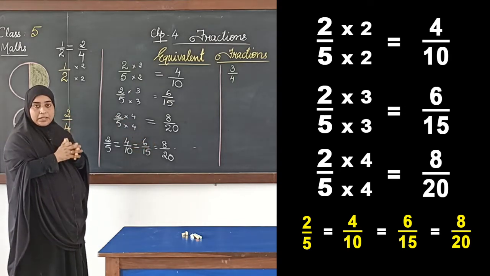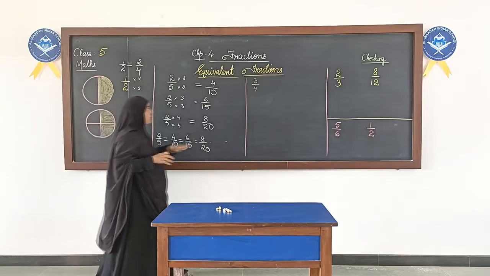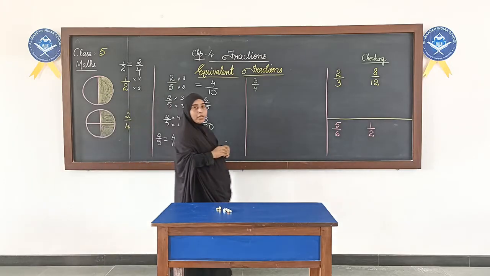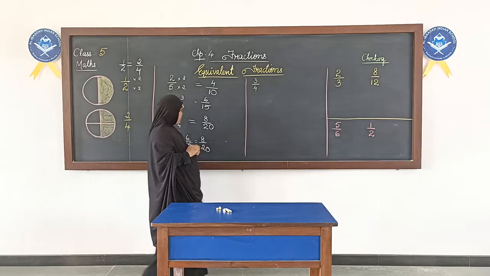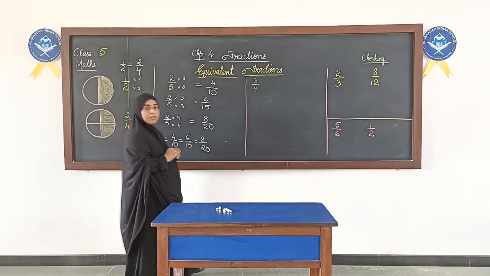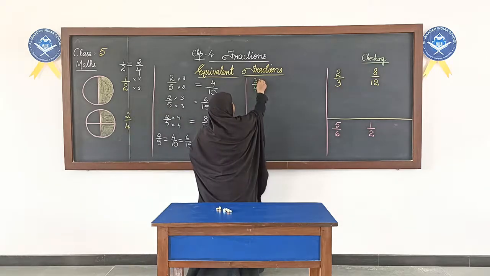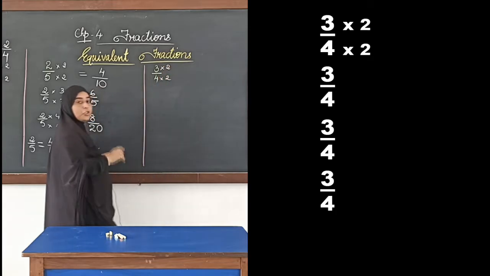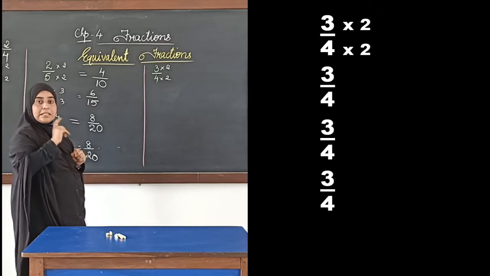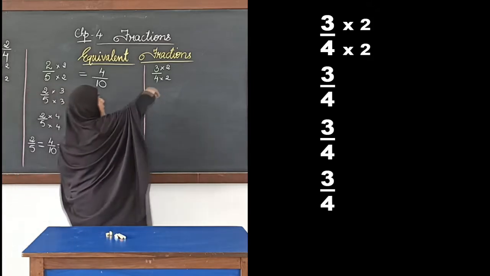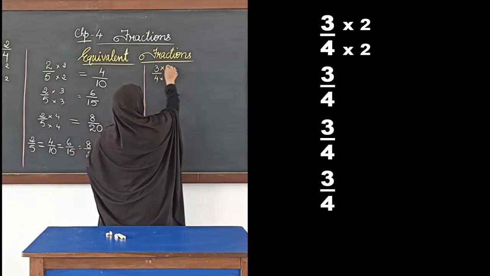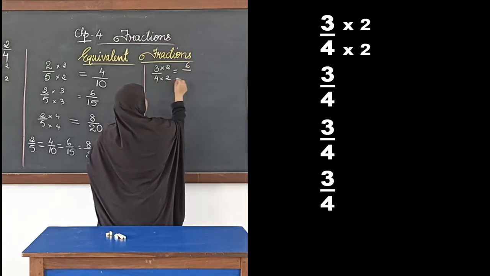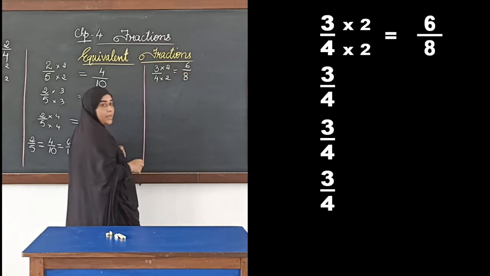or the same quantity. Okay. We will try with one more number, 3 by 4, and we will try to find 4 equivalent fractions for 3 by 4. First we will multiply it with 2. Always remember, numerator and denominator should be multiplied by the same number. We will multiply it with 2 and see what we get. 3 2s are 6, 4 into 2 is 8, 6 by 8.